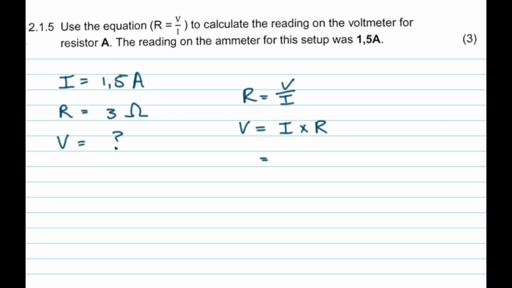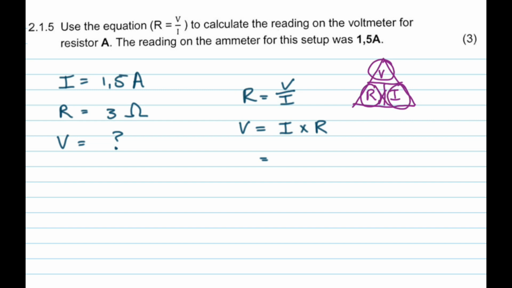How are we going to do that? Well, we're going to use our little triangle. The triangle looks a little bit like this. R sits here, V is at the top, and I is over there. So if we use our formula here, you'll see that if we want R, we take V over I. But if we want V, we're going to take R and multiply it by I.